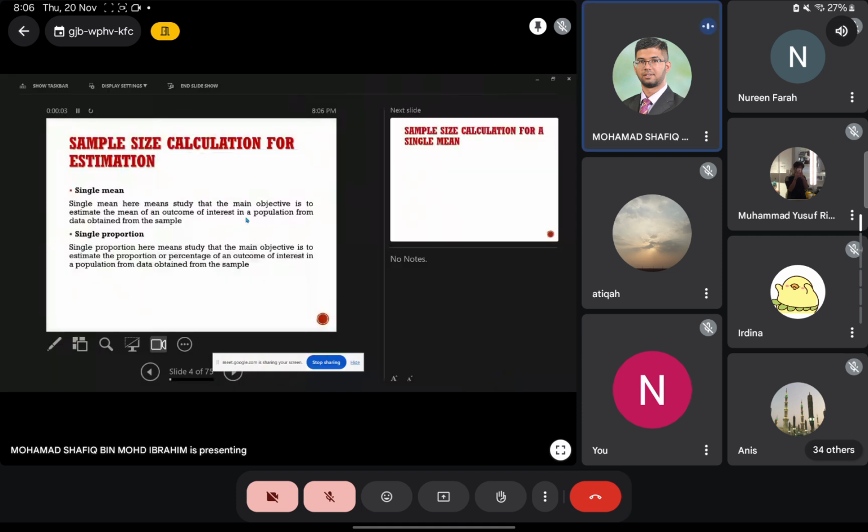Okay. So basically the single proportion here is that to estimate the proportion or percentage of an outcome of interest in a population. Basically, any prevalence, any percentage. So whenever you know that your interest in your specific objective is the percentage, with that objective, now you know that you can use the single proportion. So ideally, you need to know what is your interest based on your objective itself.